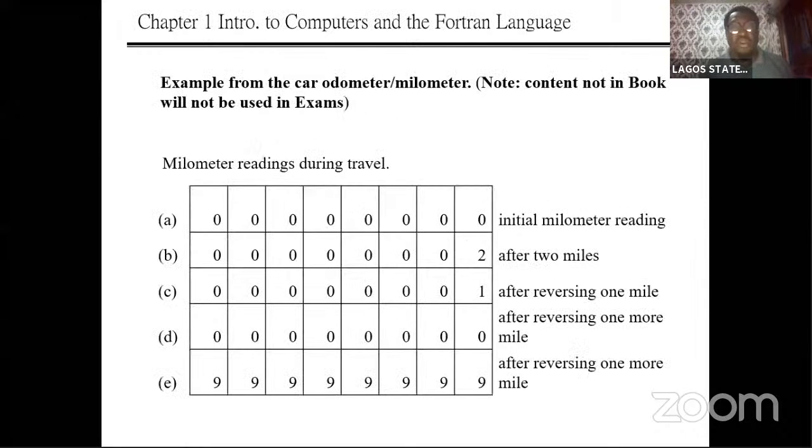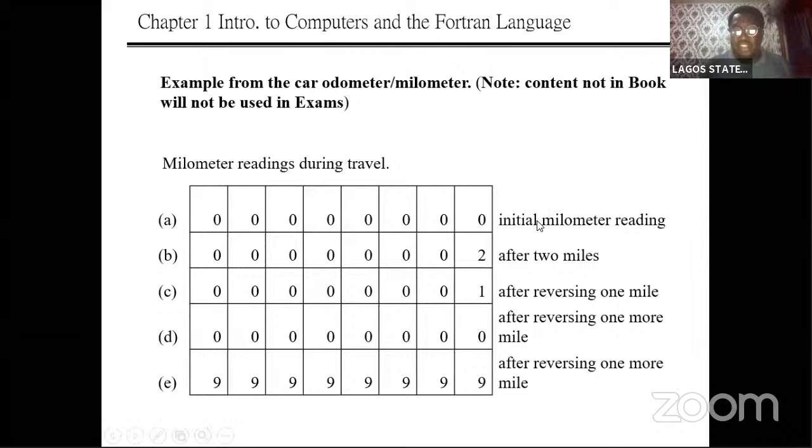So, you know what you call a car odometer? If you look at the cars in your house, you can go out to the car park tonight, get a torchlight, or put on the light and look at your odometer. You see the car odometer or the mileometer. Of course, the content is not in the book, but it is content that you can verify. But this is the type of readings you have.